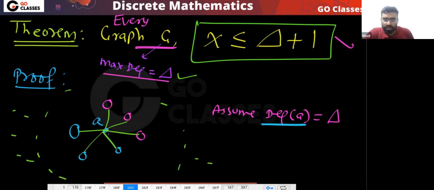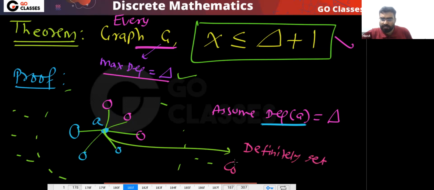Now, for this vertex A, I am saying that this vertex will definitely get a color between 1 to delta plus 1. Why? Just think about it.